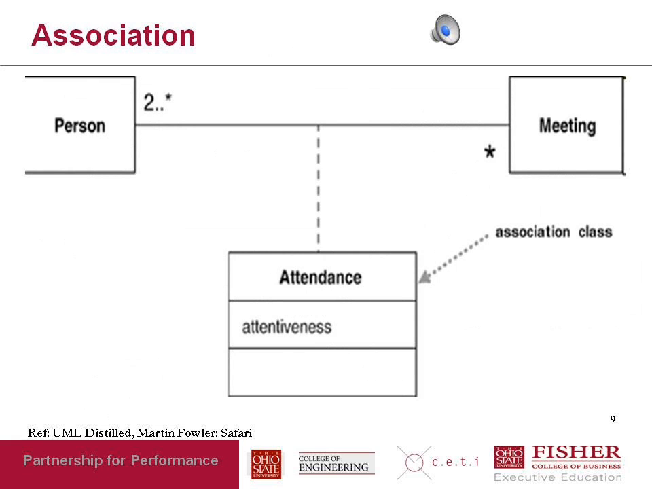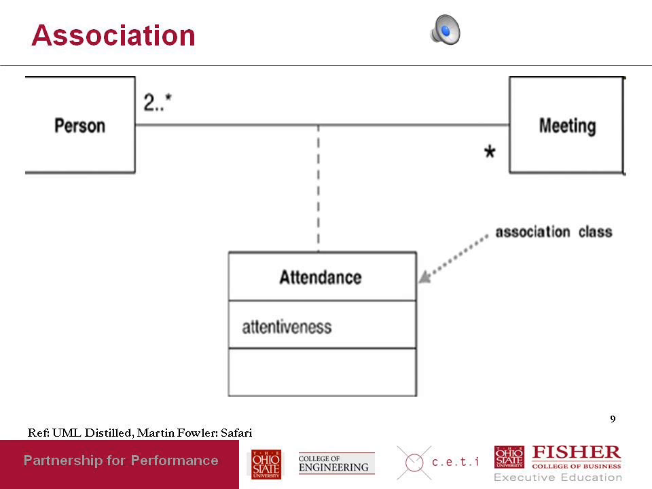Sometimes you've got to pull an association into its own class, and the best reason for doing this is when the relationship has attributes that cannot be suitably placed in either of the two classes. So in this particular case, there is an attendance association that links person and meeting, and there is an attentiveness attribute that will represent the attentiveness of the person in the meeting.